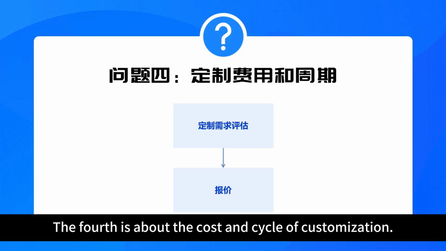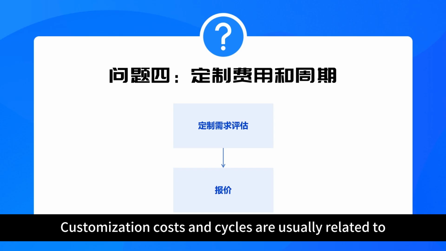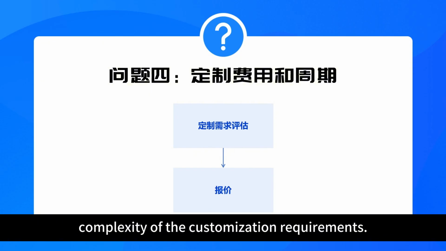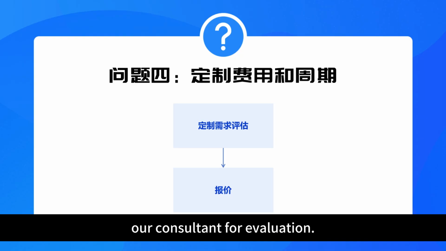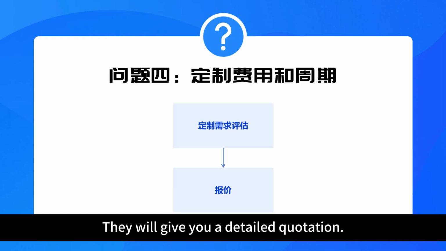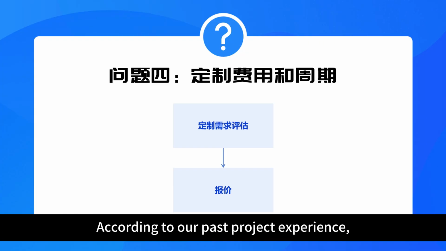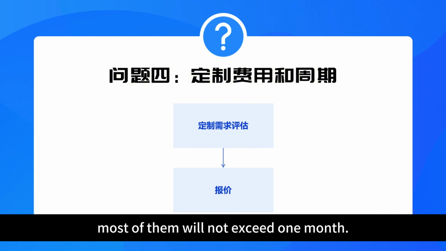The fourth is about the cost and cycle of customization. Customization costs and cycles are usually related to the complexity of the customization requirements. You can send the customization requirements to our consultants for evaluation. They will give you a detailed quotation according to our past project experience. Most of them will not exceed 1 month.